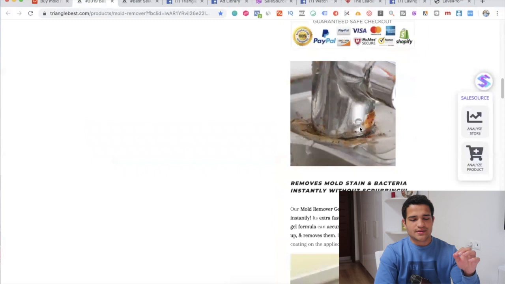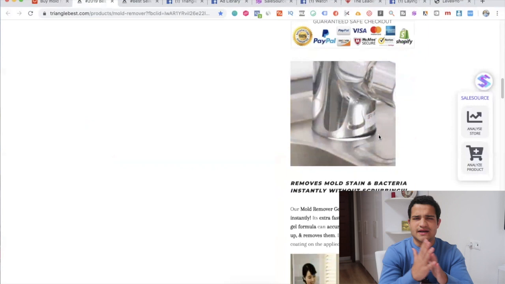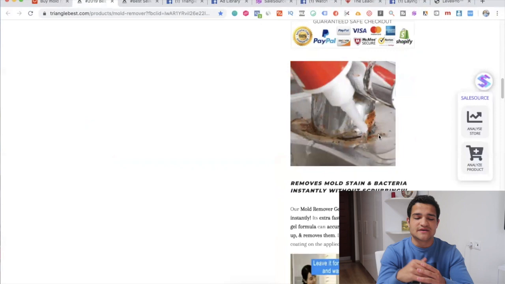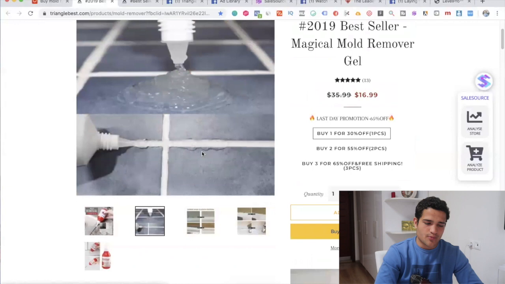This is a thing that a lot of people struggle with, and I remember when I was living with my mom a couple of years ago, and we were trying to remove and basically clean the kitchen. It's really hard to find a product like this that's, one, not super expensive, and also actually works. It's really hard to get mold out of the kitchen just like this product does, and it's pretty cheap at $16.99. I think the margin is quite high on this.